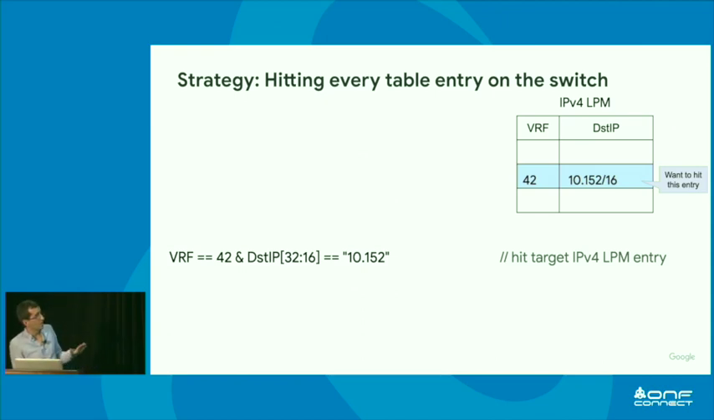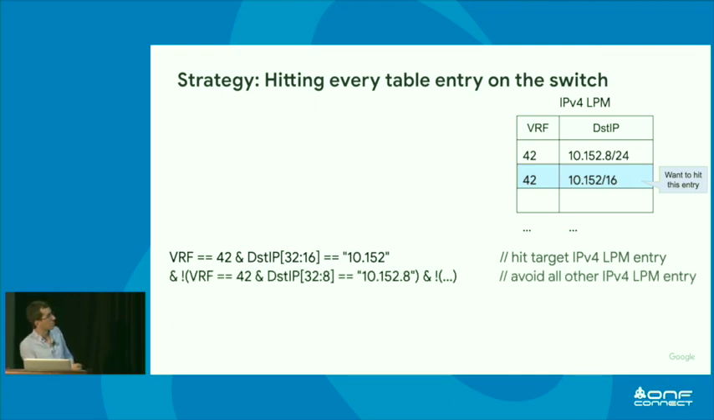But that's actually not quite enough. Since this is the longest prefix matching table, we need to make sure that if there are any other table entries installed in this table that have a longer prefix, those will take higher precedence, and so we need to avoid hitting those. So if we amend the formula that I'm building down here, we also need to make sure that we don't accidentally hit these longer prefixes. So here, the one starting with 10.152.8. And we need to do this for any other table entries that might overlap.